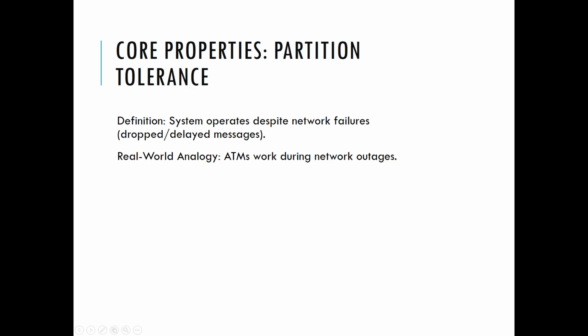Partition tolerance is non-negotiable in distributed systems. If a network cable gets cut or a server crashes, the system doesn't collapse. Think of ATMs. Even if the central bank's network goes down, local machines might still dispense cash using cached data. Why is this mandatory? Because partitions aren't if but when in real-world networks.